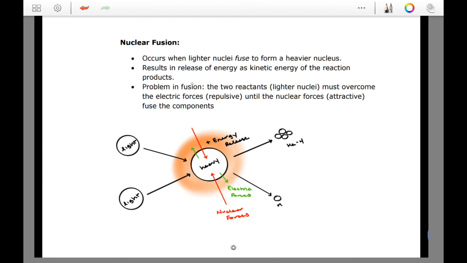And so the problem in fusion is that it's a little bit more difficult to achieve because, as we know, a nucleus has both electric forces and nuclear forces. In order to get nuclei to fuse together, they have to overcome the electric Coulomb forces that are often very strong, in order to allow the nuclear forces to fuse these components together. So this is the entirety of the week 14 concept preview.